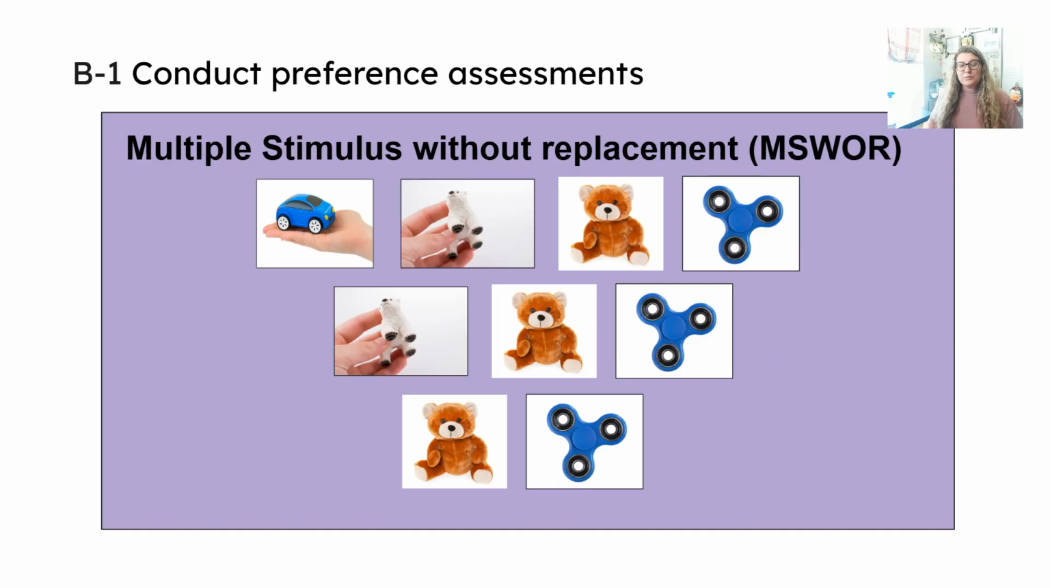And then with your multiple stimulus without replacement, you have your four options: your car, your polar bear, your stuffed animal, your spinner. They choose the car, and then you only have three options, and then you only have two, and then you eventually end up with just one option.